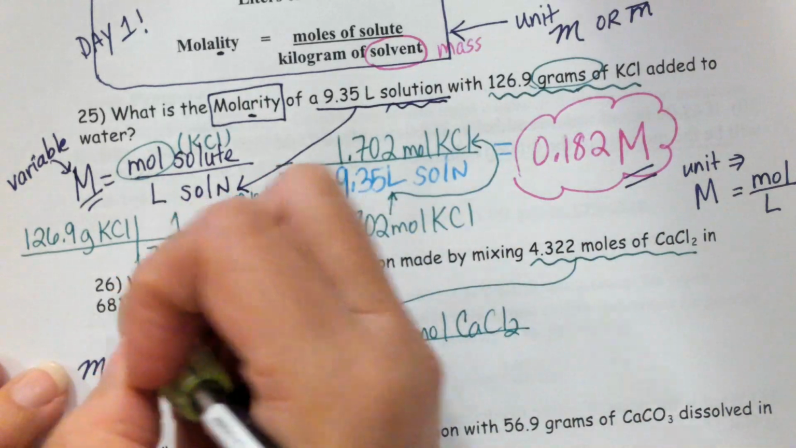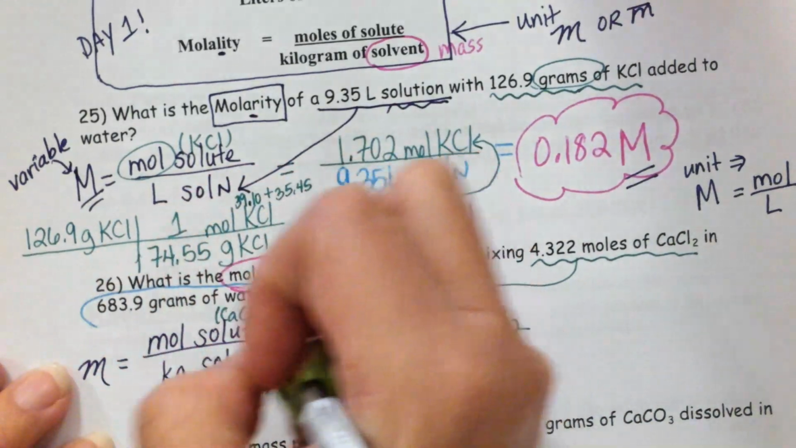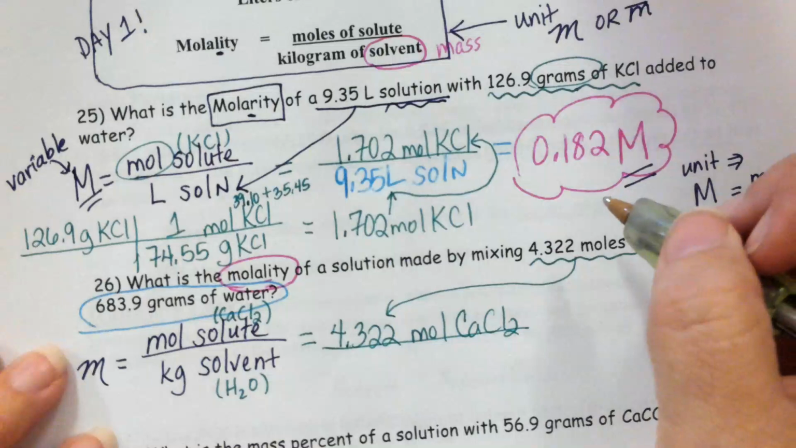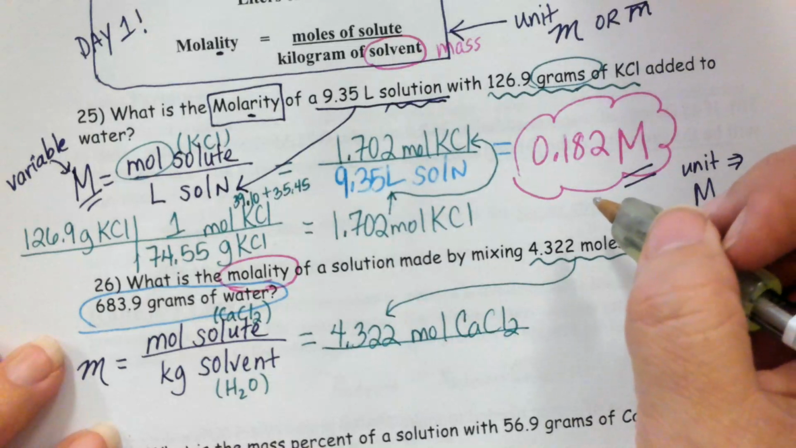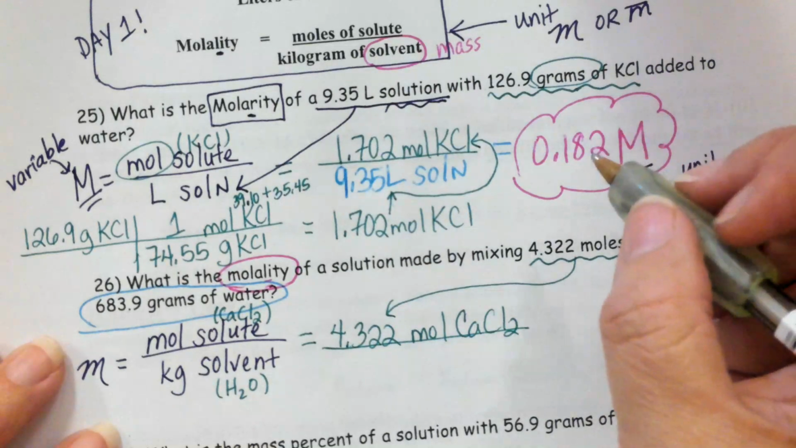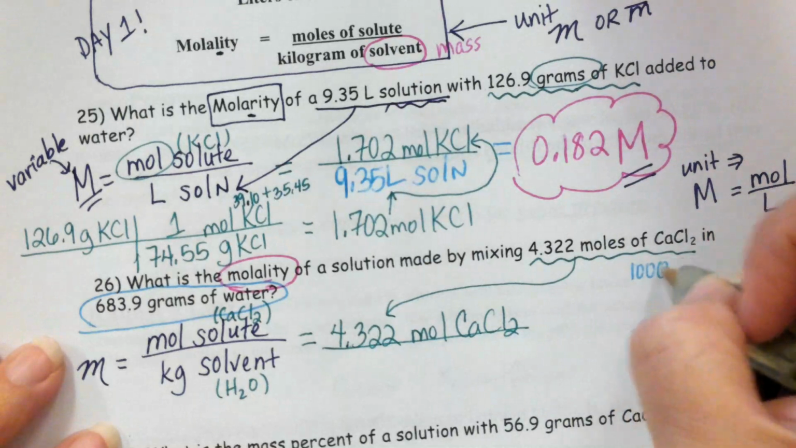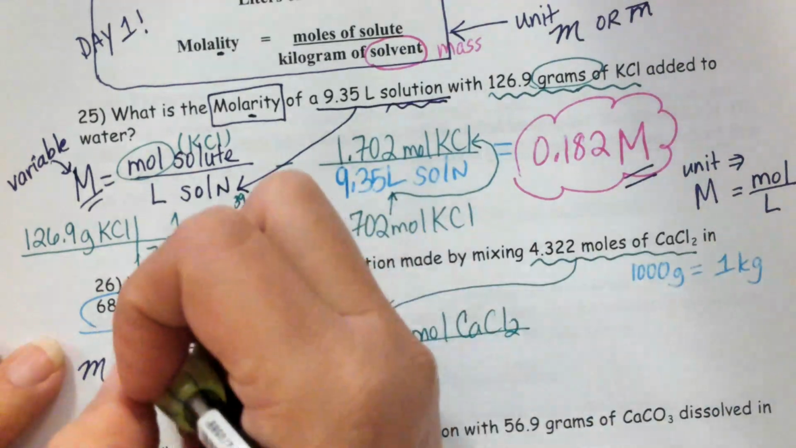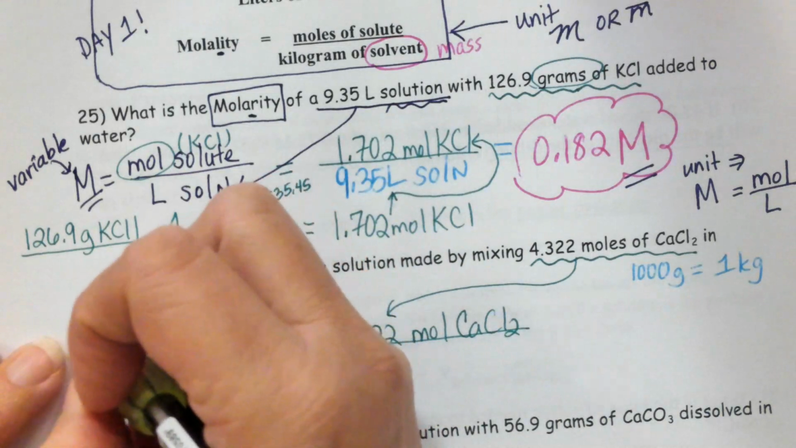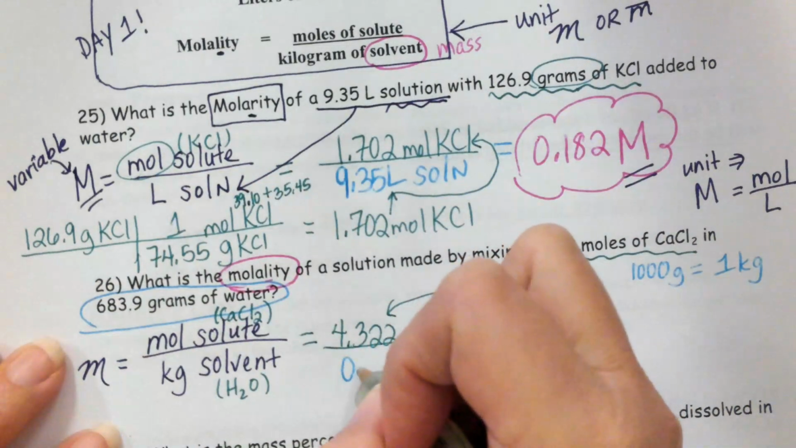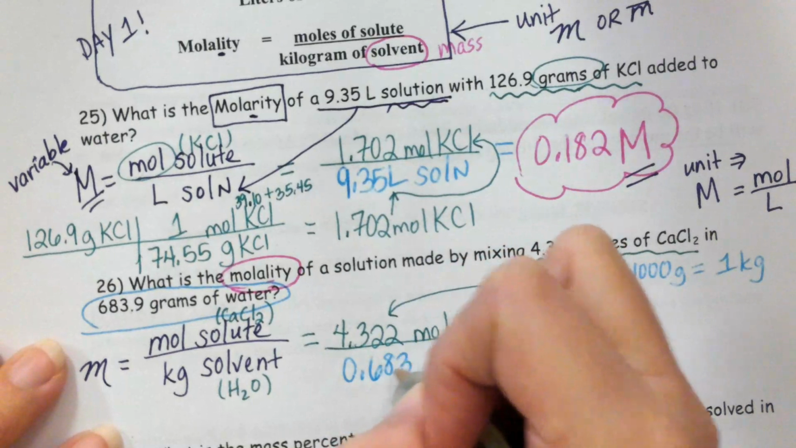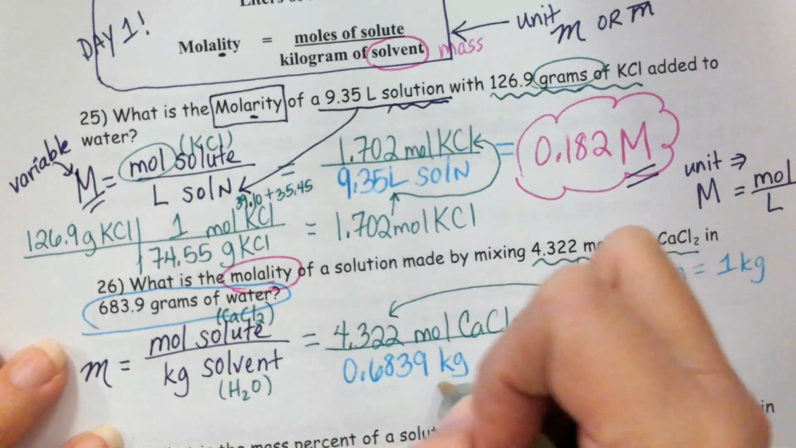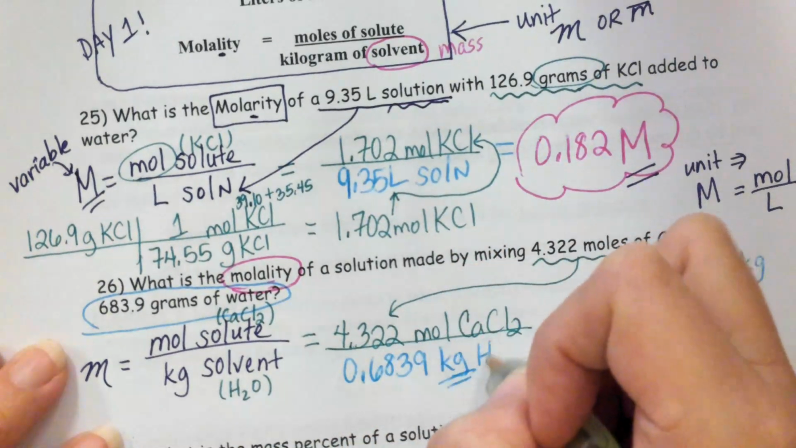Now we're going to move on and look for the kilograms of solvent. What was I given? I was given 683.9 grams. Now, you guys should all know that 1,000 grams equals 1 kilogram. So if we were to convert, all we do is divide by 1,000, which means move the decimal back 3. So it would be 0.6839 kilograms. I need kilograms there of the water.